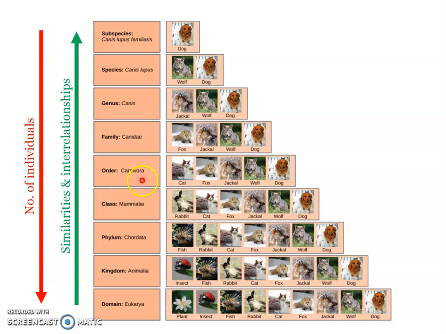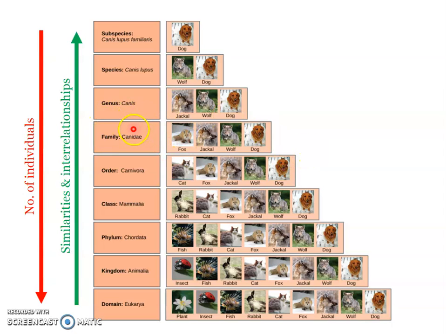Now, order Carnivora is further divided into many families, right? And among them, those predatory mammals having very well developed canine teeth, and which are predatory in nature, have been put into Canidae. The name itself says canine, isn't it? So it is Canidae, and this includes fox, jackal, wolf, dog, etc.